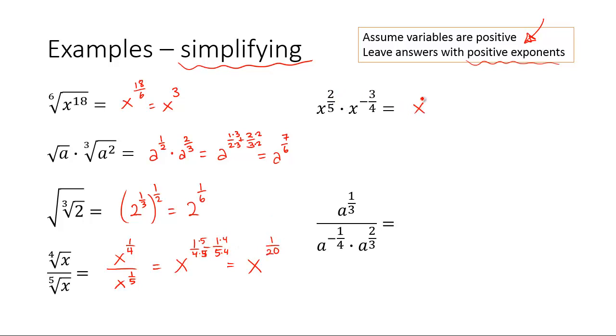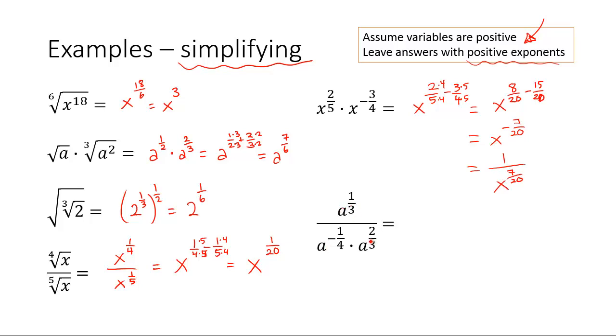Similarly, when you multiply terms with exponents, we add the exponents again. So that's 2/5 minus 3/4, which you need a common denominator. So that's 8/20 minus 15/20. And you can see that that gives you a negative 7/20, which then is 1 over x to the 7/20.